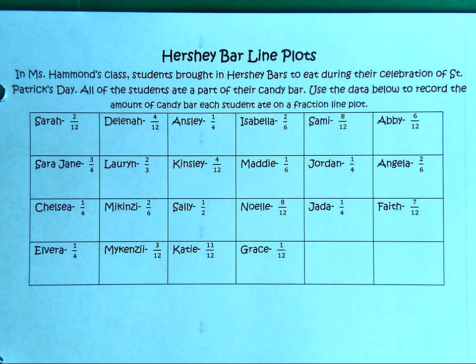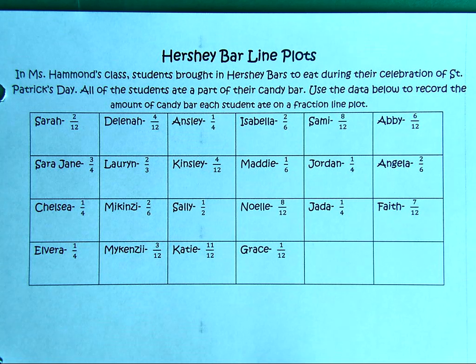Okay, today we're going to be creating a line plot using data collected from a class who brought in Hershey bars to eat. The data shows the portion of their candy bar that they ate. In looking at this data, I see that the greatest number these fractions have in common as a denominator will be a 12. So I need to go through and change all of these into having denominators of 12.